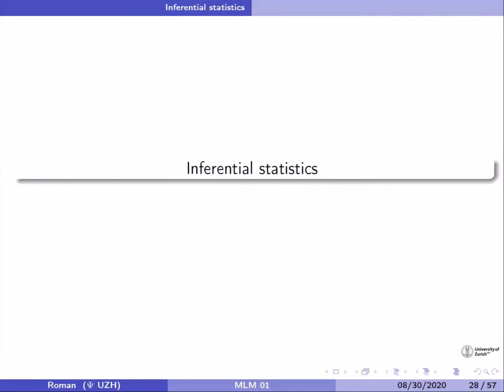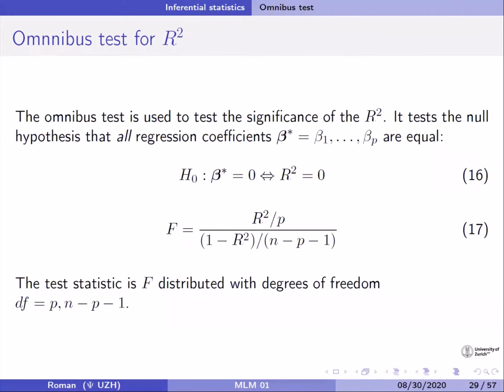Let's talk about inferential statistics. The omnibus test for R-squared is used to test the significance of the proportion of variance explained by the model. The null hypothesis for this test is that all of the regression coefficients, intercepts and slopes, equal 0, and that the R-squared value, in turn, is 0. There is no explanatory power of the predictors with the outcome.